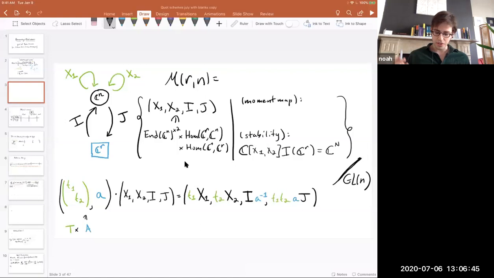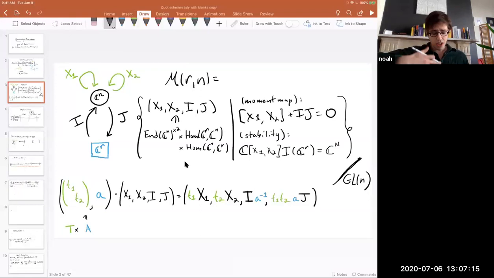There are two conditions I want to impose. The first is a moment map condition, and that tells me that the commutator of X1 and X2, plus IJ, is equal to 0. I guess the sign isn't so important. And there's also a stability condition. That tells me that if I look at the image of the framing node, the vector space C^r, and I apply all possible polynomials in X1 and X2, I generate the whole vector space C^n that sits at the node of my Jordan quiver.